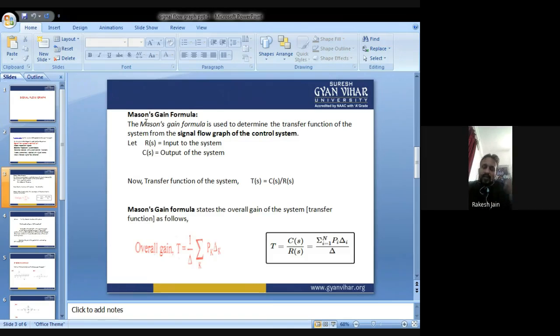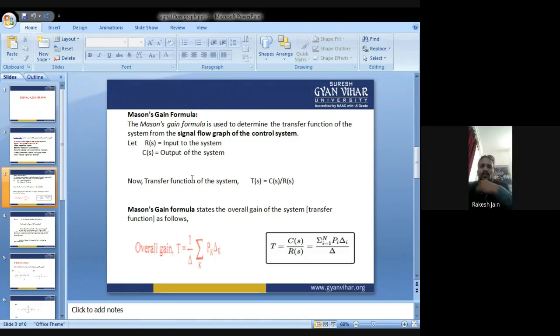Whatever the value written over there means, whatever the gain of that branch is, just multiply them with each other in that forward path. That is the total gain, the actual gain of that forward path. So T1 is the first forward path gain, T2 is the second forward path gain, T3 is the third forward path gain, and so on. What is the meaning of del 1, del 2, right?